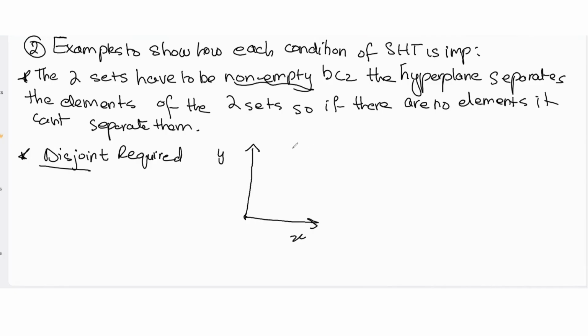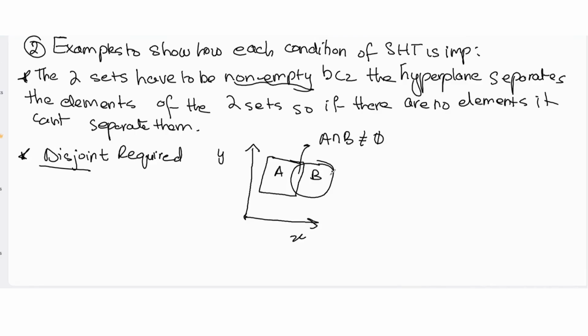Looking at an example in 2D, we have two sets. One is this set A, and we have another set B. They're not disjoint, because to be disjoint, A intersection B should be the null set. So we have two non-empty convex sets, but they're not disjoint. We cannot find a hyperplane, in this case a straight line, to separate them such that one will lie entirely on one side and the other set will lie entirely on the other side of the hyperplane. So this example proves we do need disjoint.